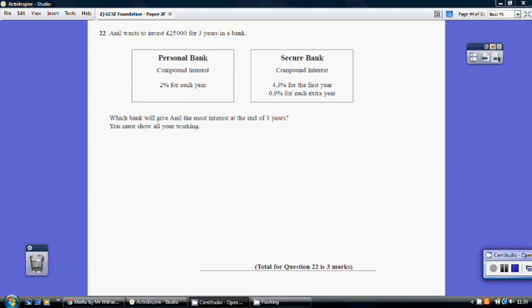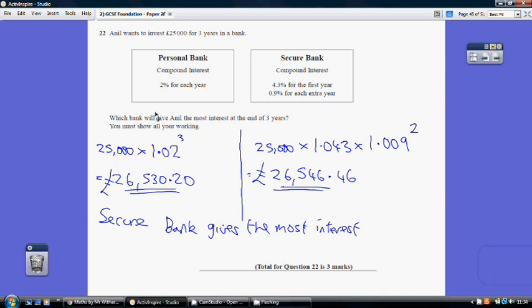Question 22. So let's look at personal bank first of all. So we're investing 25,000. Because the interest rate is 2%, our multiplier is going to be 1.02. And we're investing at this rate for 3 years, so the power is going to be 3. Pop that into a calculator, we get 26530.2 being the amount of money in total at the end of the 3 years.